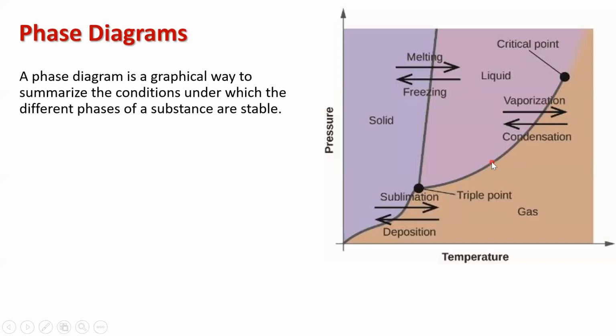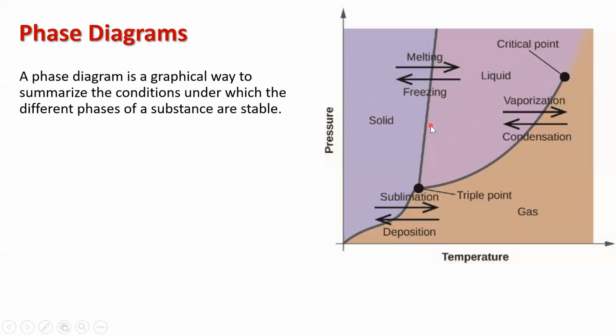Now, we talked about how sometimes substances skip the liquid state altogether. That would be something that would happen down around here. So if we had a substance going from a solid to a gas, we're looking at sublimation. Or if we were to go from a gas to a solid, we'd be looking at deposition. And this graph is just a graphical way to summarize the pressure and temperature conditions for substances in a solid state versus a liquid state versus a gaseous state.